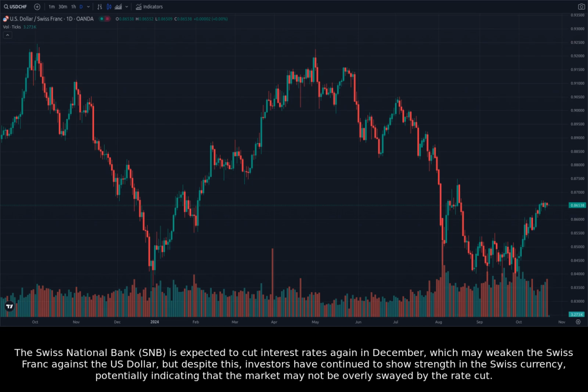The Swiss National Bank, SNB, is expected to cut interest rates again in December, which may weaken the Swiss franc against the US dollar. But despite this, investors have continued to show strength in the Swiss currency, potentially indicating that the market may not be overly swayed by the rate cut.